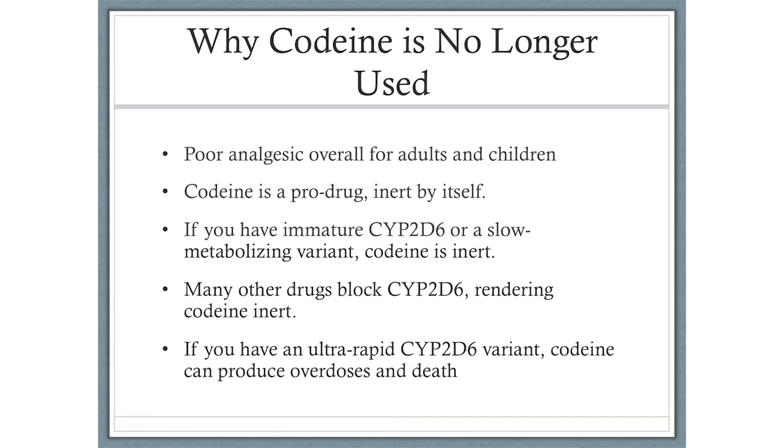If you are a slow metabolizer of codeine, which is an immature CYP2D6 pathway, codeine is essentially inactive, and so it doesn't cause any effect. On the other hand, if you are an ultra-rapid metabolizer, codeine can be metabolized to morphine very quickly, and you have a surge in your serum levels, and this leads to overdose and apnea and death.